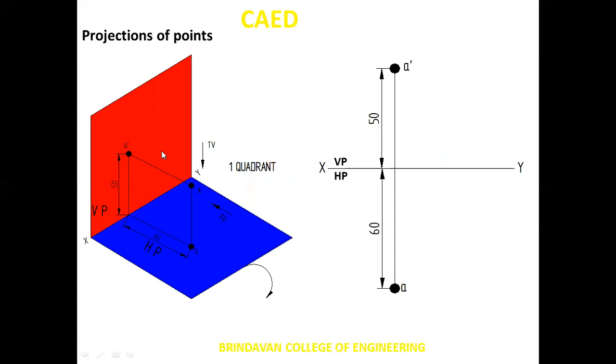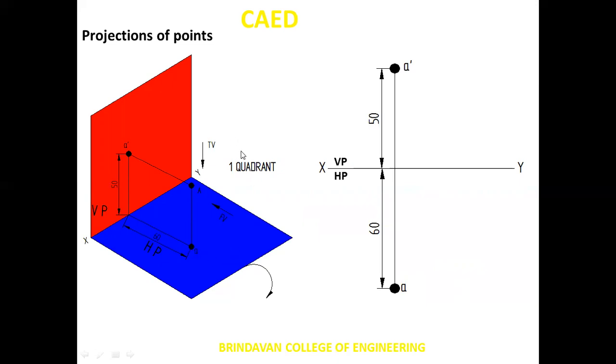This is the actual 3D view of a point. Point A is 50 mm above HP. Whatever is coming above HP is the front view, that is a dash. In front of VP or behind VP gives our top view, which is denoted by small a.